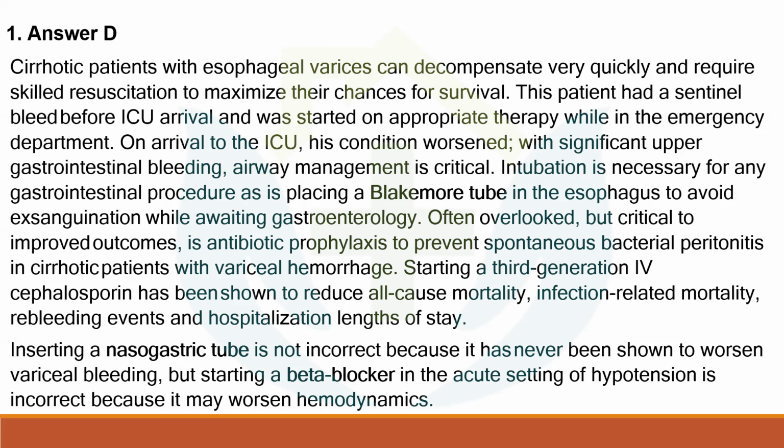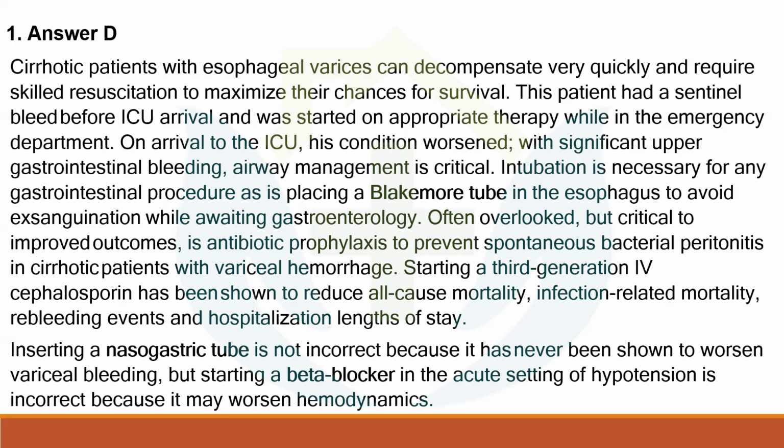The Sengstaken-Blakemore tube is just a rescue measure, and it can be done only after intubating the patient. You cannot just put this tube without intubating. So first the intubation is to be made, and then the Blackmore tube is to be inserted in the esophagus.